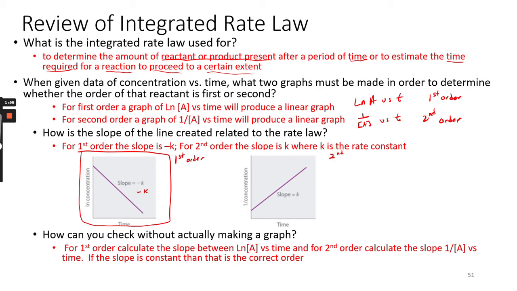If it is second order, you see here the slope is equal to k. So you take the slope of this line and that'll give you k, which is the reaction rate constant.